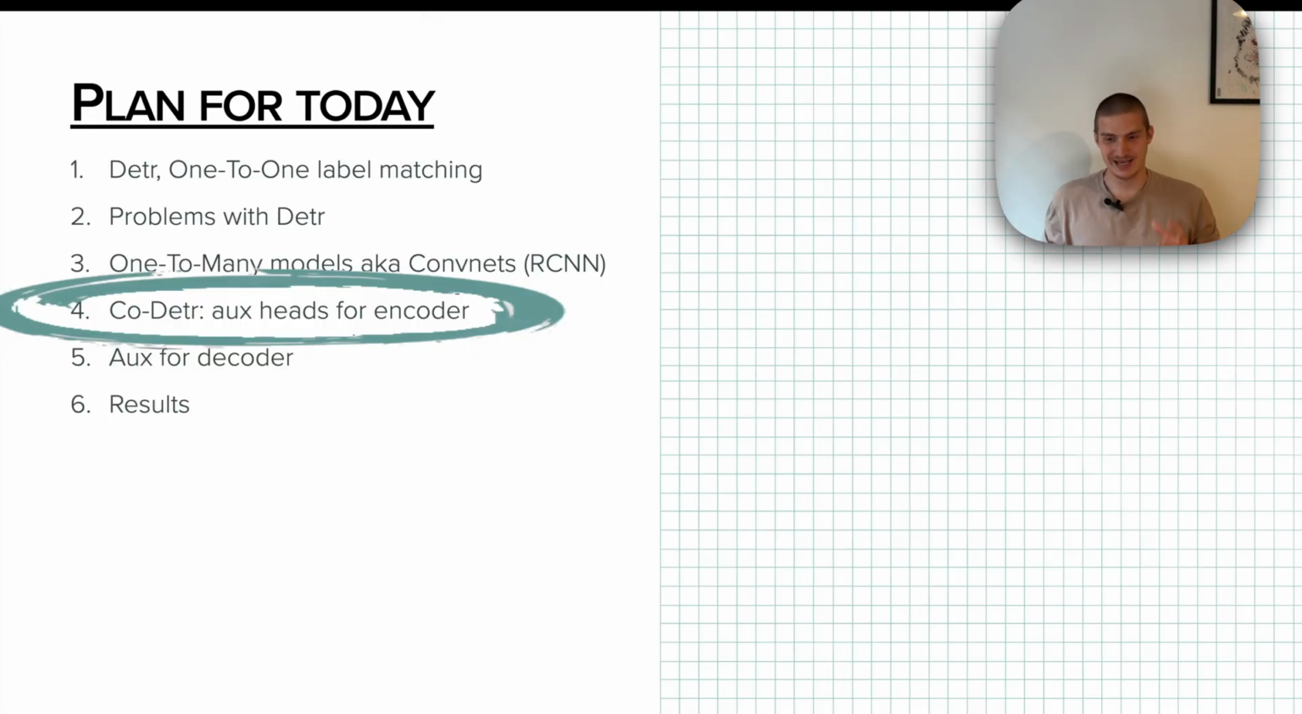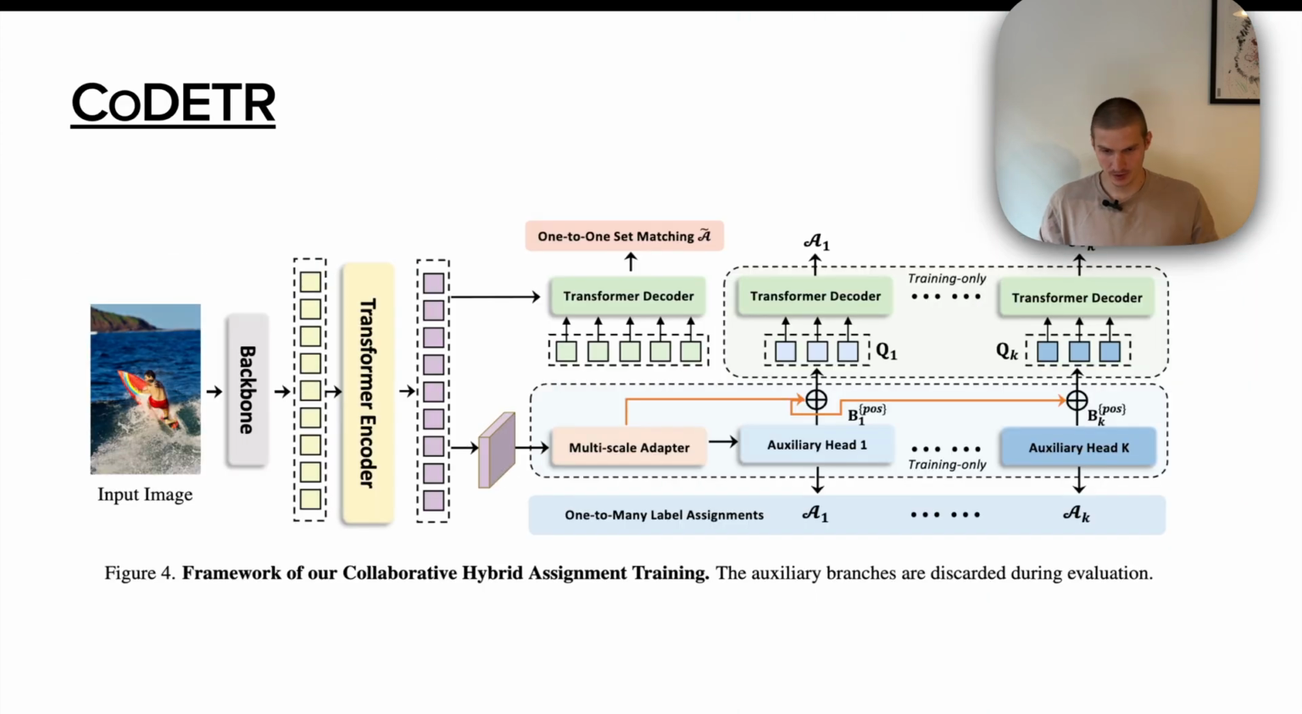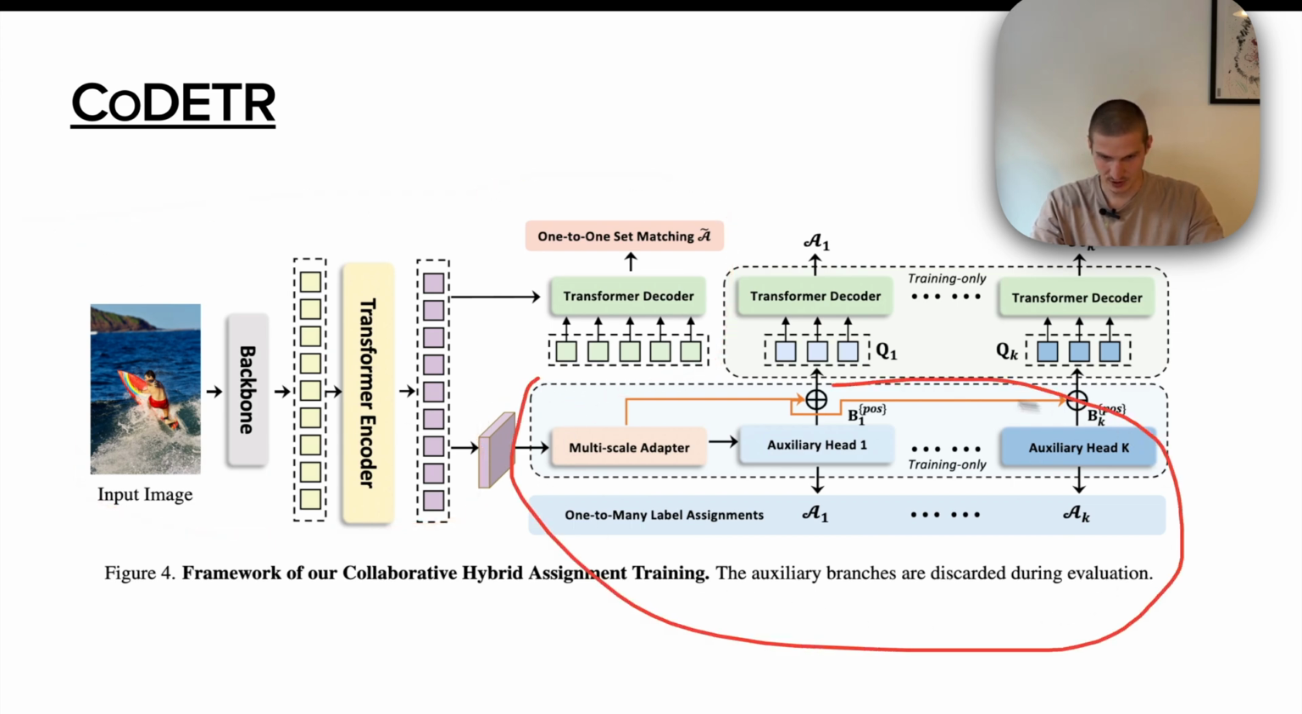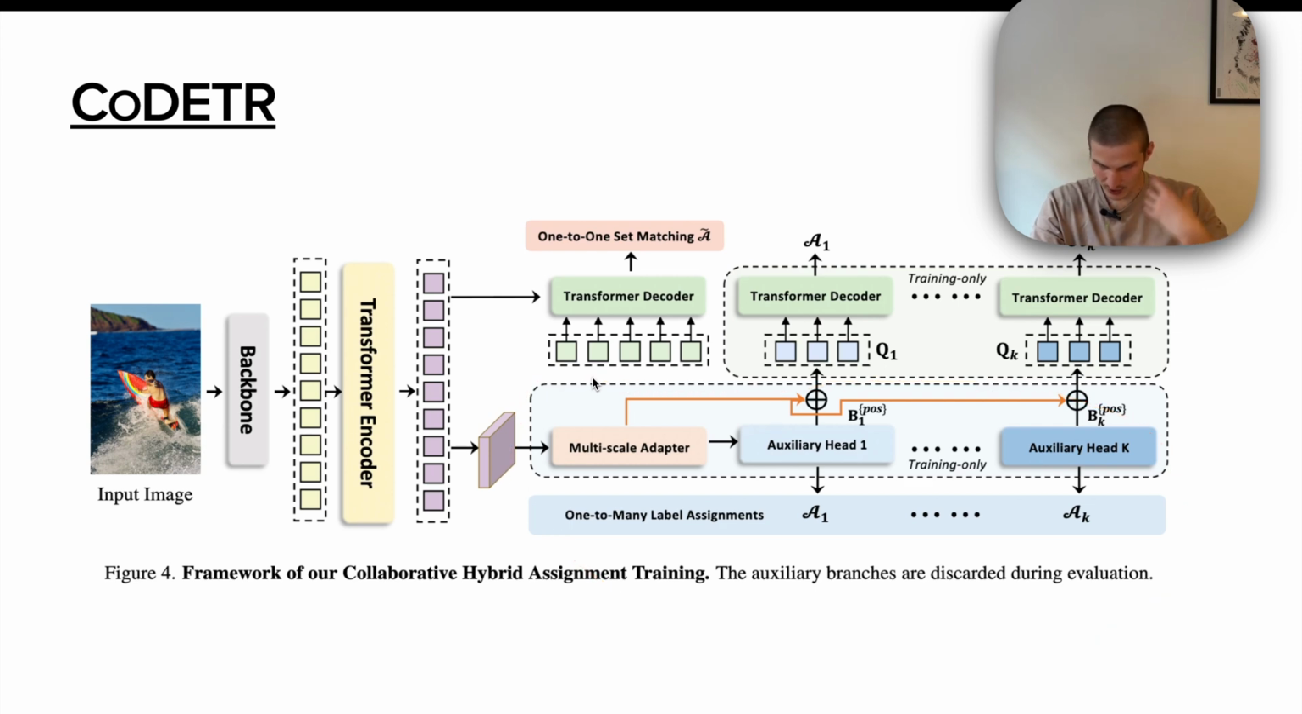Now we are finally ready to take on the actual CoDETR, and we'll start with how these auxiliary heads are used for helping train the decoder. So again, this is the CoDETR scheme. Again, this part is pretty much the DETR itself. And now we are going to focus on this part. So now we have these auxiliary heads.